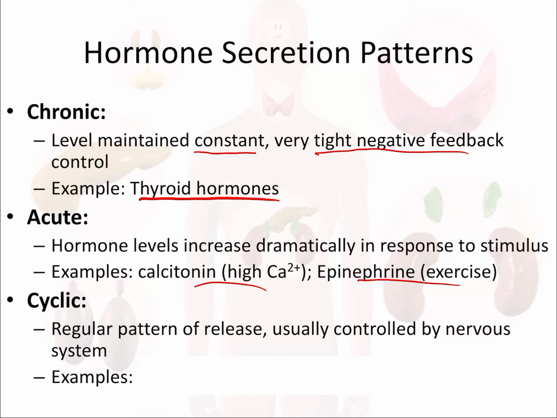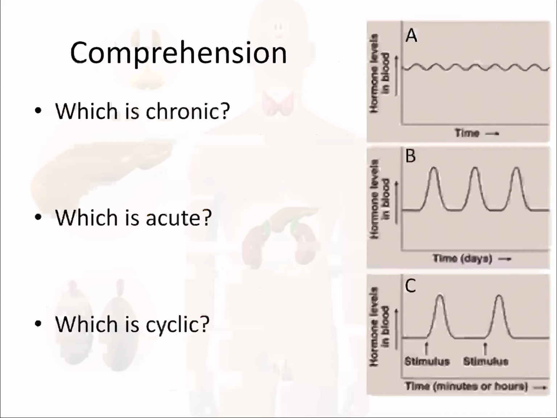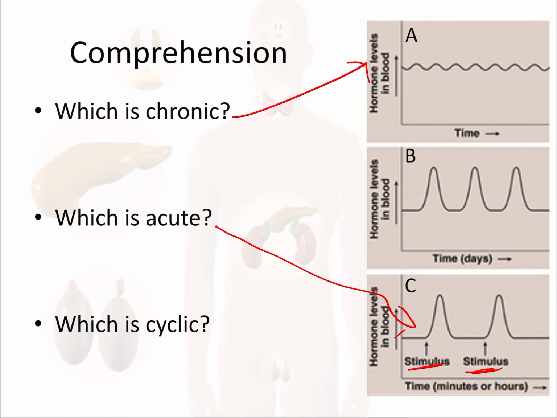And then cyclic is a regular pattern of release, usually controlled by the nervous system. So cortisol, we get a rise of cortisol in the morning to help us deal with the stress of waking up. Estrogen spikes during different phases of the menstrual cycle, so another example of cyclic. So which one is which here? We see a nice tight control here with the chronic. We see the acute here. Only reason we know that is because we have a stimulus, right? And then cyclic, we see kind of a pattern to these rises and falls that happens over days, not just over minutes or hours like that.